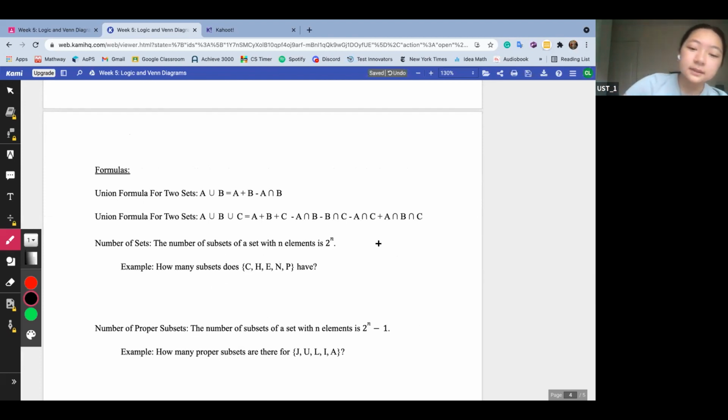So here are going to be some formulas. And I'll explain these first two later in a problem. I'm just going to show it to you. So A union B is equal to A plus B minus A ∩ B. And it's pretty similar for, oh wait, that's supposed to say 3.